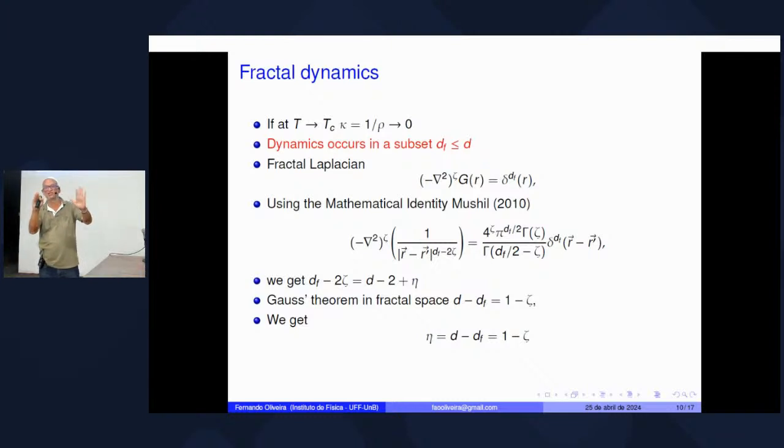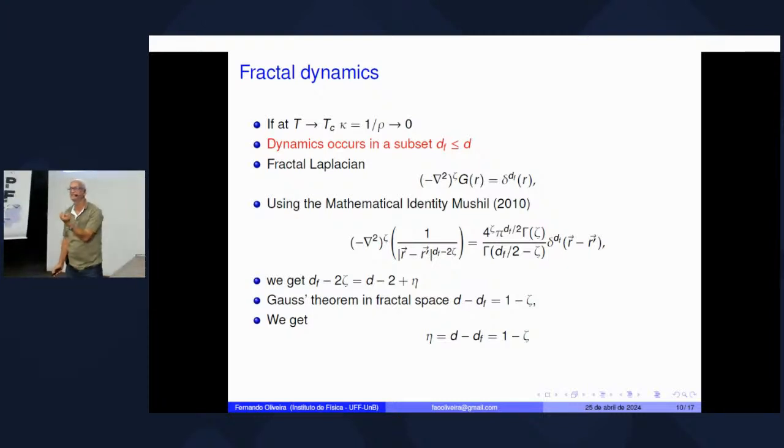Please pay attention. The lattice has an integer dimension, but the dynamics of the spin creates a fractional dimension, df. It's not a fractional lattice in integer space. It's an integer lattice, integer space, and a fractional df that arises due to the dynamics of the system. That's something new.